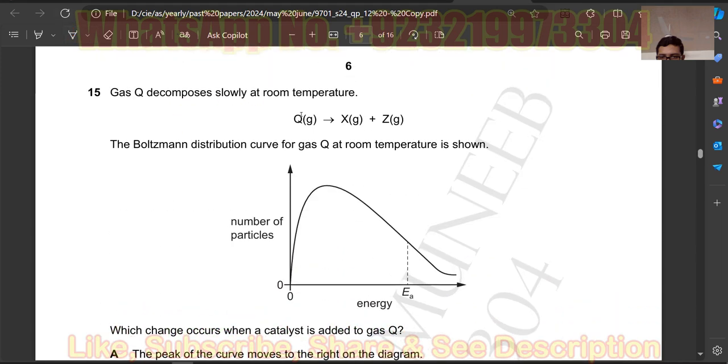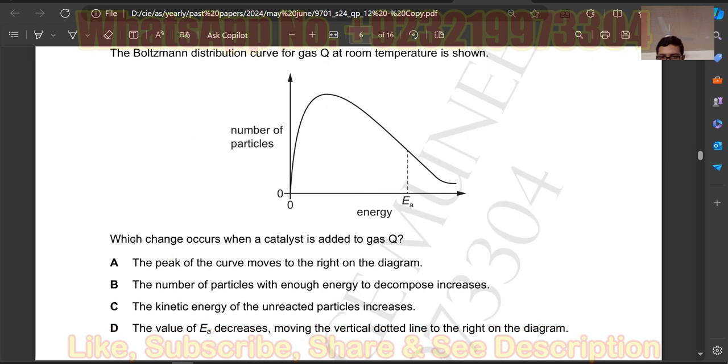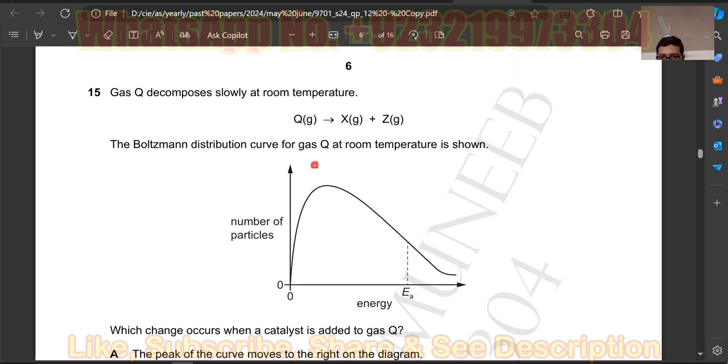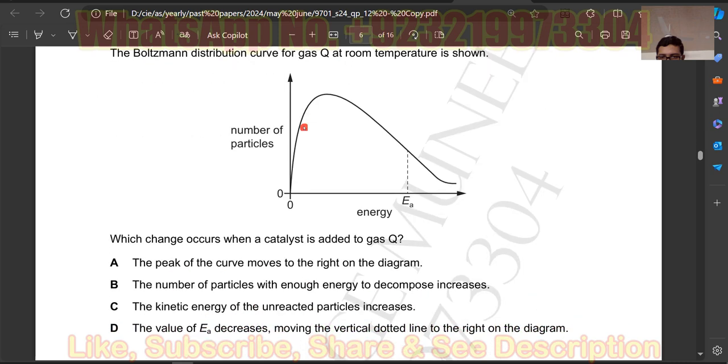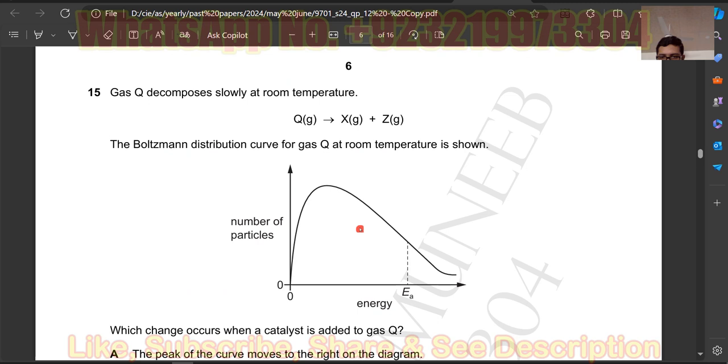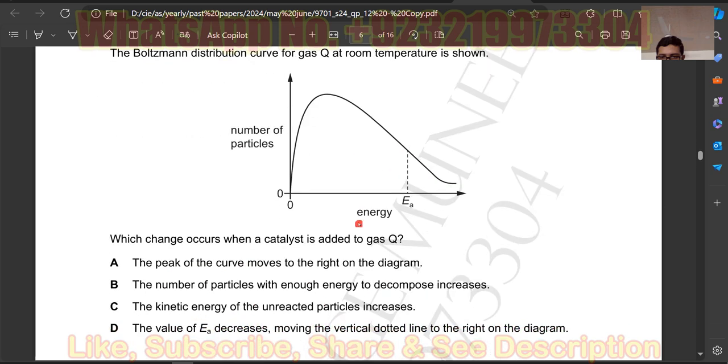Gas Q decomposes slowly at room temperature. We have this chemical reaction. Boltzmann distribution curve for gas Q at room temperature is shown. Which change occurs when a catalyst is added to gas Q? Alright, so here we have Boltzmann and we have this chemical reaction. It says what happens when catalyst is added for this chemical reaction, or you have to find what change will occur in this Boltzmann curve when catalyst is added.